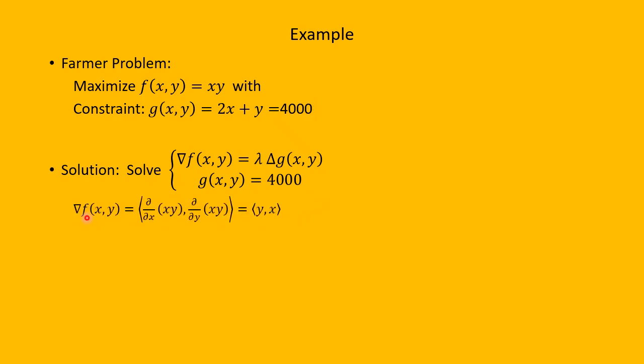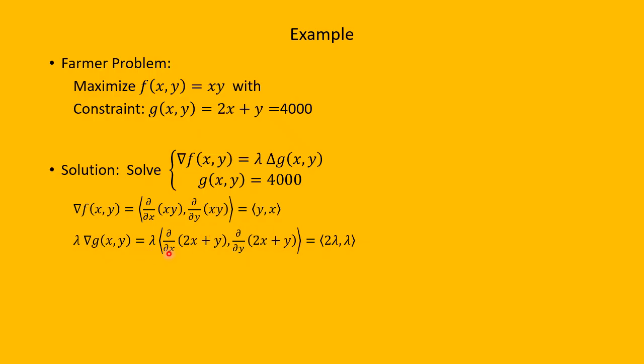So the gradient of f is going to be this vector. F, remember, is x y. So the partial derivative with respect to x of x y, that's just y. The partial derivative with respect to y of x y, that's just x. So that's what this gradient is. Moving on to the other side, lambda times the gradient of g is going to be lambda, and then the gradient of g is this vector.